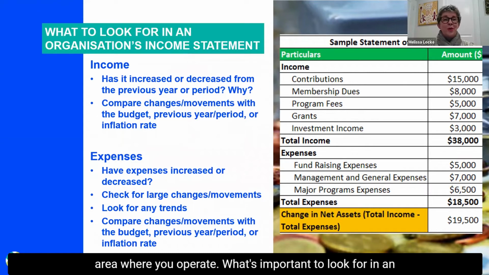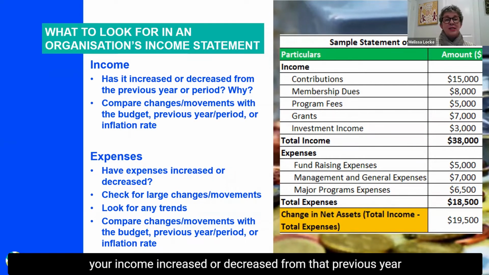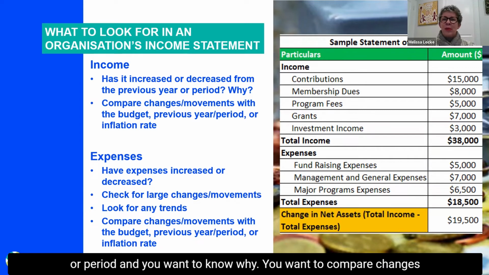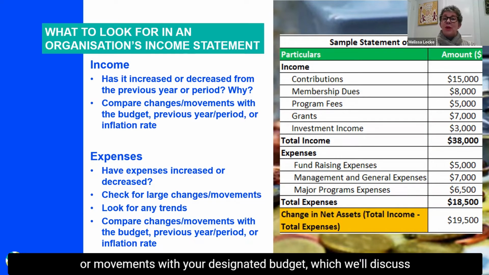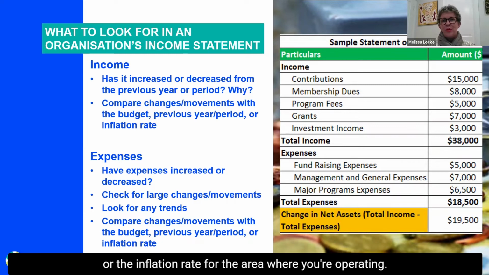What's important to look for in an organisation's income statement? When comparing from one period to the next, be it monthly or quarterly, you want to ask, has your income increased or decreased from that previous year or period? And you want to know why. You want to compare changes or movements with your designated budget, which we'll discuss shortly, the previous year or period, or the inflation rate for the area where you're operating.